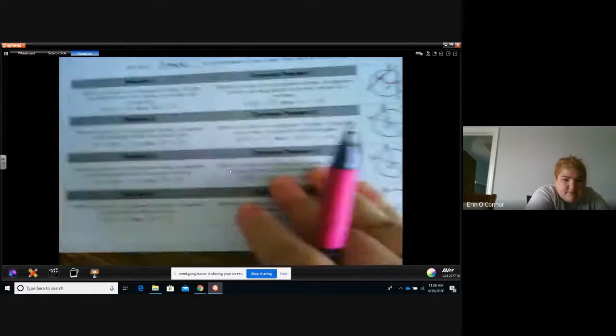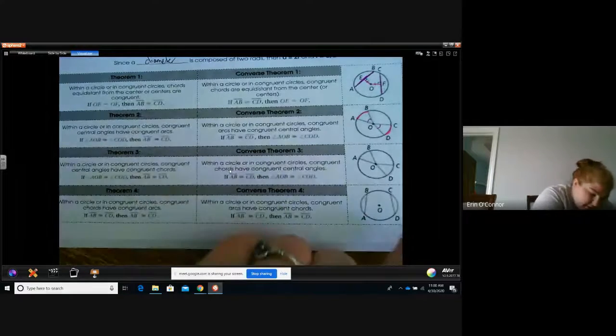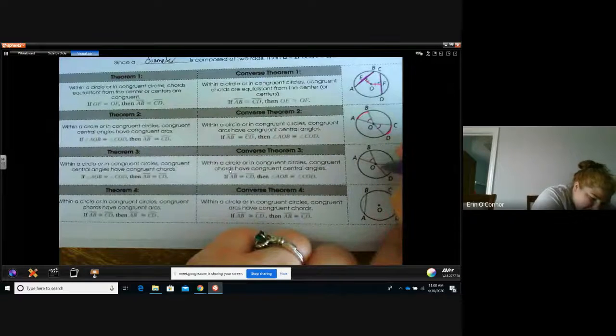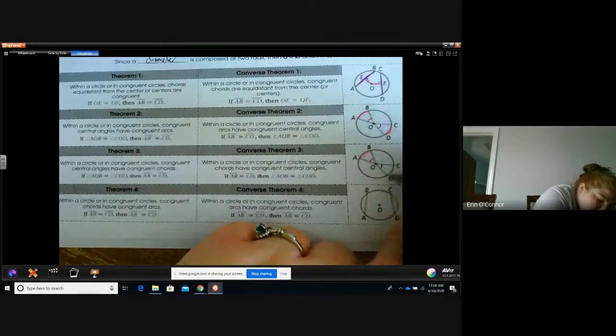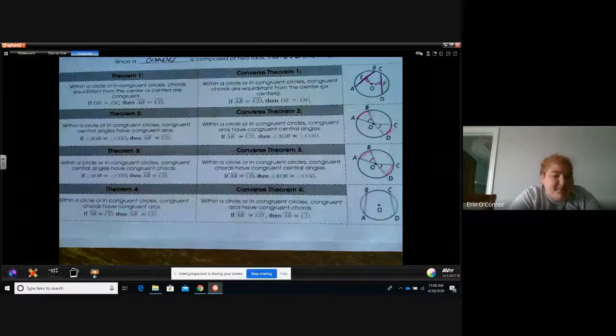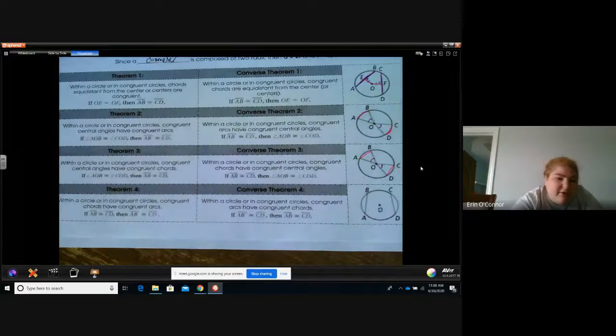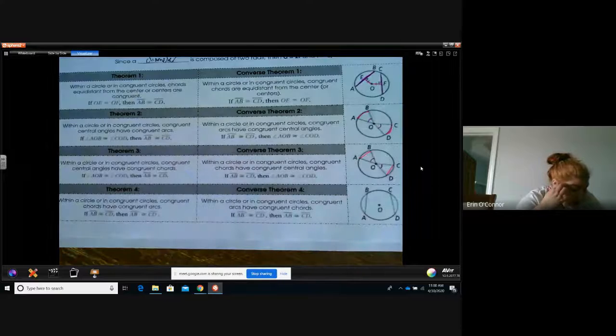Okay, theorem 3. Within a circle or in congruent circles, congruent central angles have congruent chords. So if these central angles are congruent, they have congruent chords. Then I have a chord right here that's congruent to this chord right here, and that's the line between AB, not the arc, but the actual line that could be created between AB and CD. The converse theorem says within a circle or in congruent circles, congruent chords have congruent central angles. So if these are congruent, then the inside angles are also congruent.